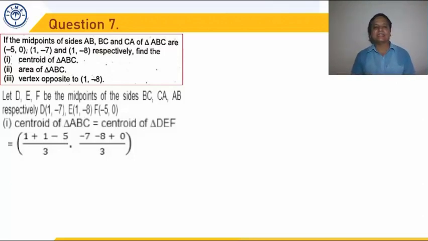So the centroid of triangle DEF with these vertices is 1 plus 1 minus 5 by 3. So 2 minus 5 by 3 is minus 3 by 3. And minus 7 minus 8 plus 0 by 3 means minus 15 by 3. So minus 3 by 3 is minus 1 and minus 15 by 3 is minus 5. So this is also the centroid of the triangle ABC whose midpoints are given. Please remember this.